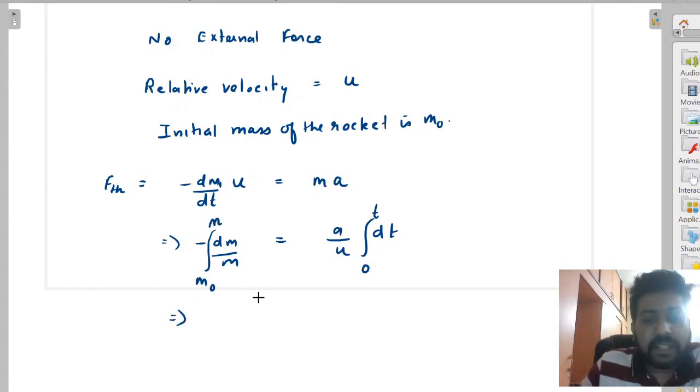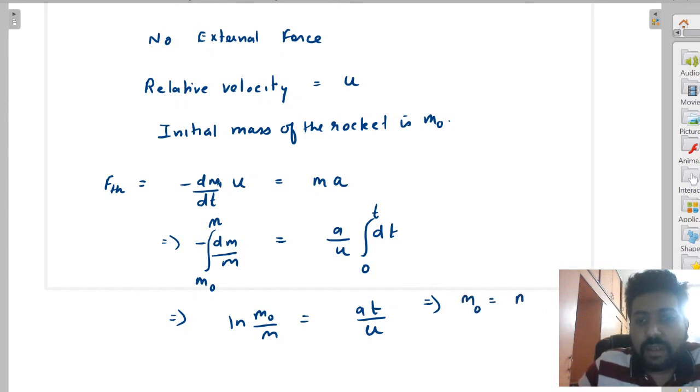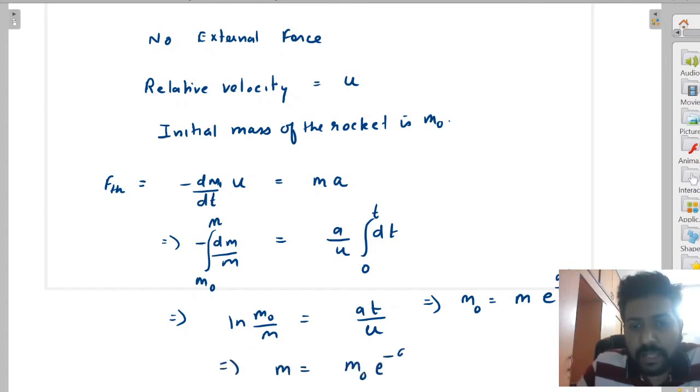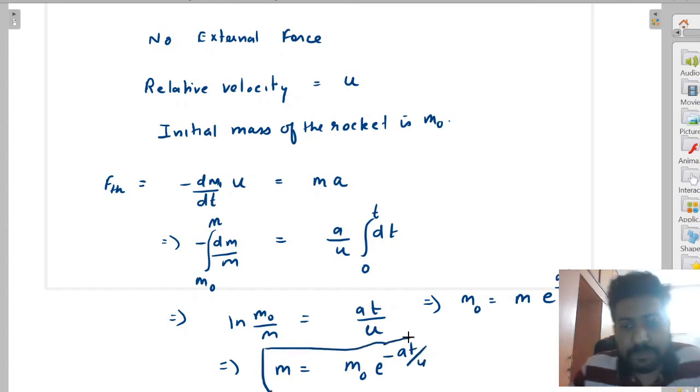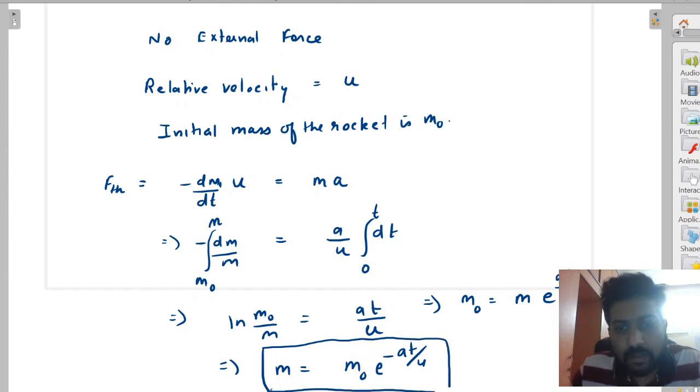So you will say that ln m naught by m is equal to a t by u, which implies m naught is equal to m e to the power a t by u, or m is equal to m naught e to the power minus a t by u. So this is the mass of the rocket as a function of time.